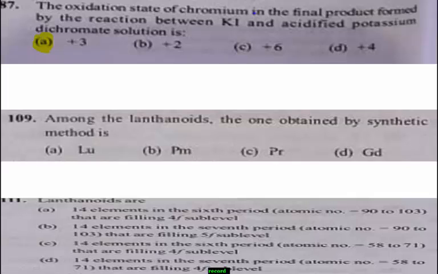When we observe the given options, option B, Pm, means promethium, it is obtained by synthetic method. Remember, Pm means promethium. It is the element which is not present in nature. It is the only synthetic radioactive lanthanoid.